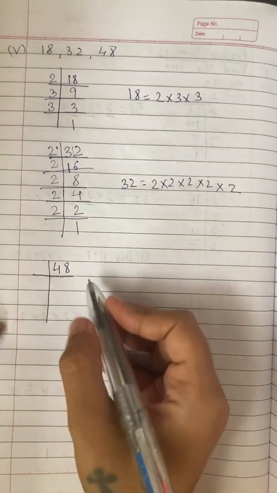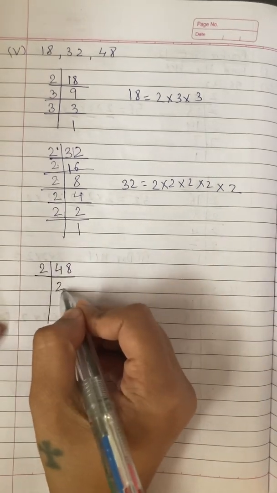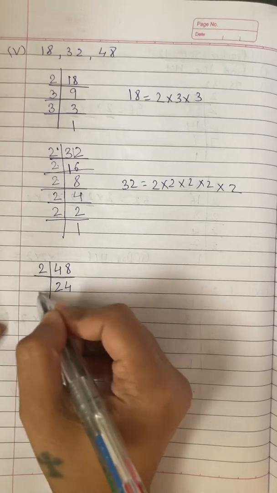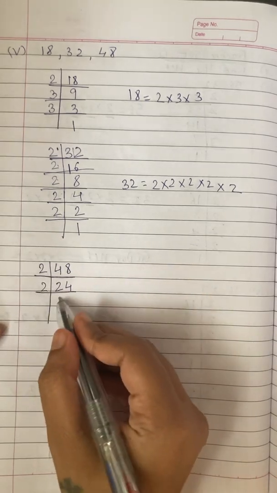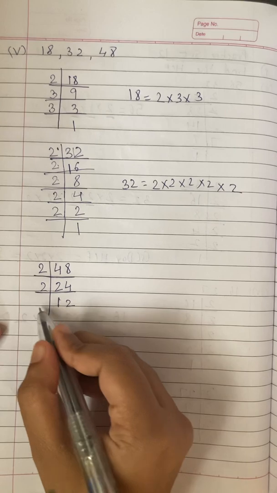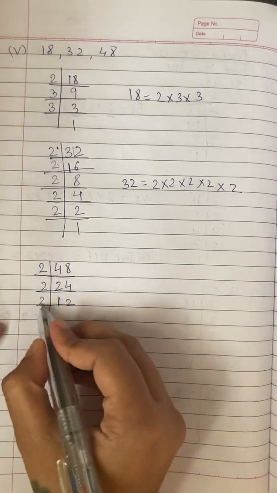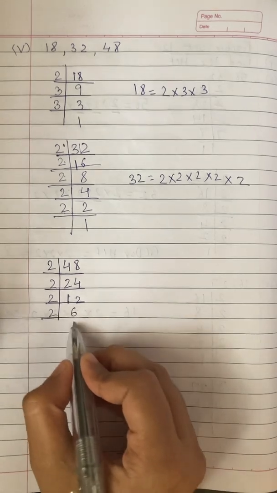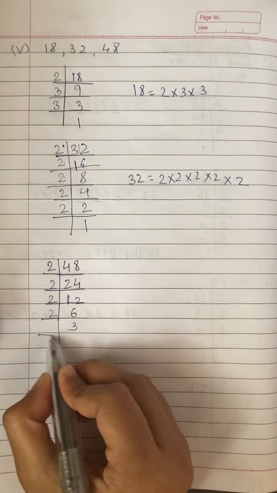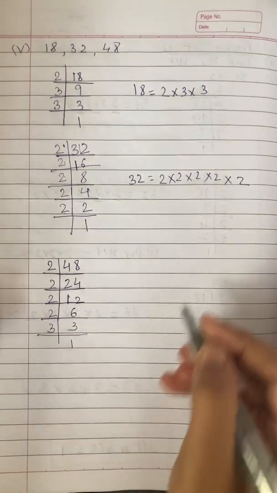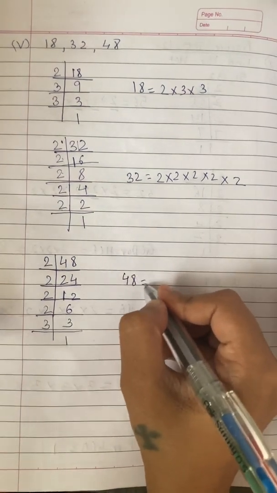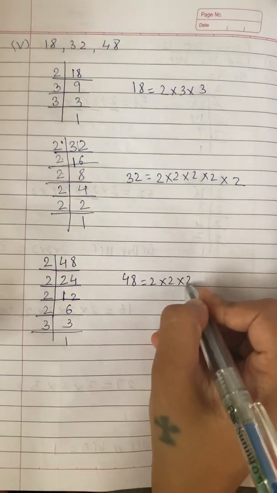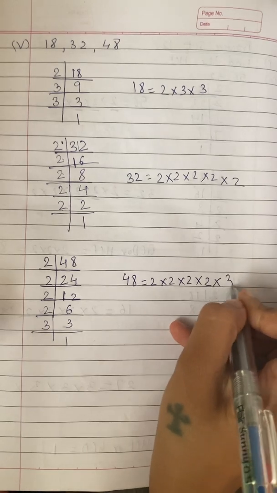48 also comes in 2's table. 2 2s are 4 and 2 4s are 8. Now 2 1s are 2, 2 2s are 4. 12 also comes in 2's table. 2 6s are 12 and 2 3s are 6. And finally, as 3 is a prime number, 3 1s are 3. Now write down 48 is equal to 2 into 2 into 2 into 2 into 3.